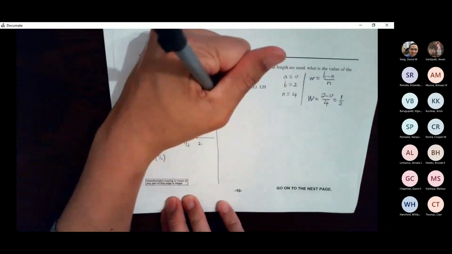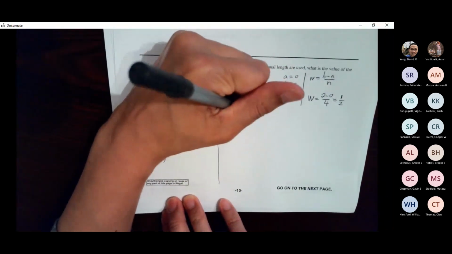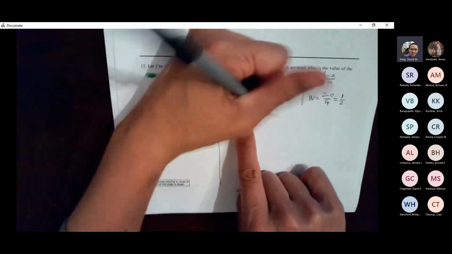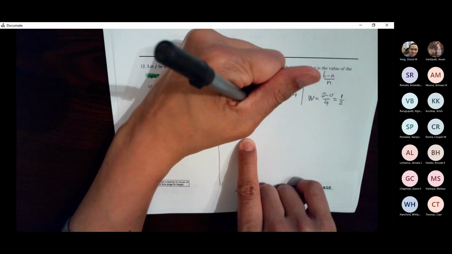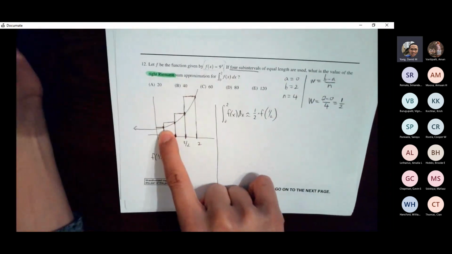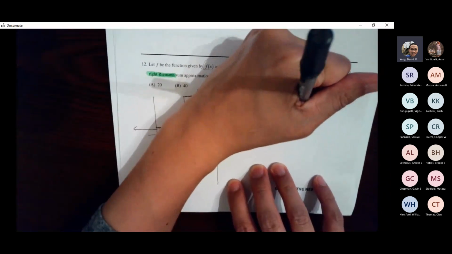So we know the integral from 0 to 2 of f of x dx is an approximation. Width times height: f of 1/2, 1/2 width times height.